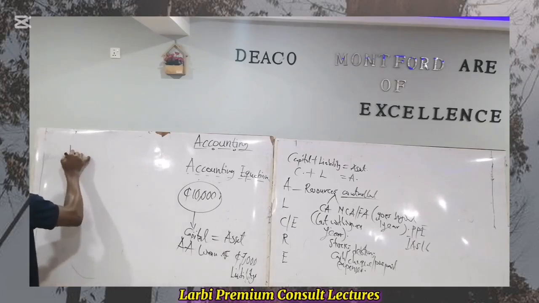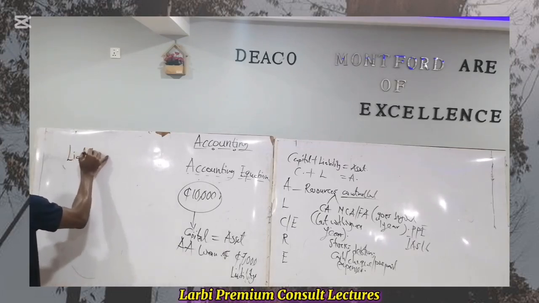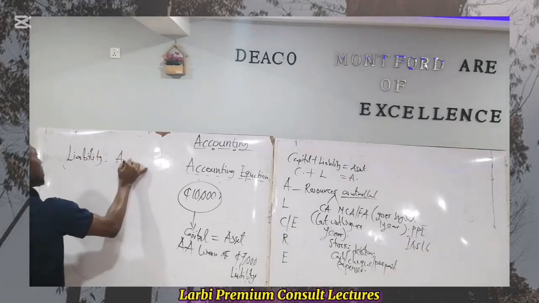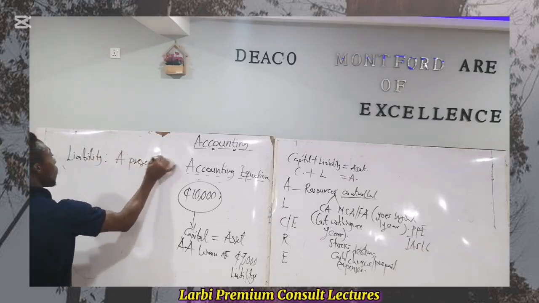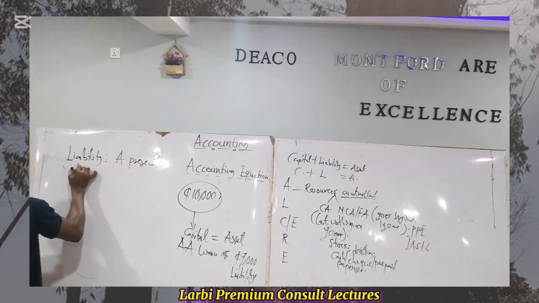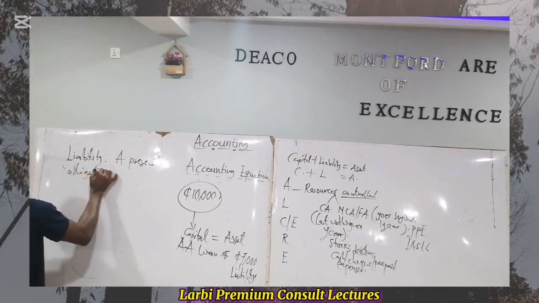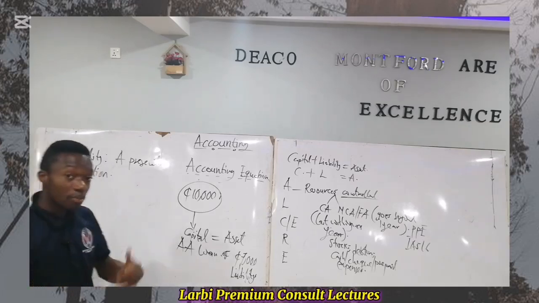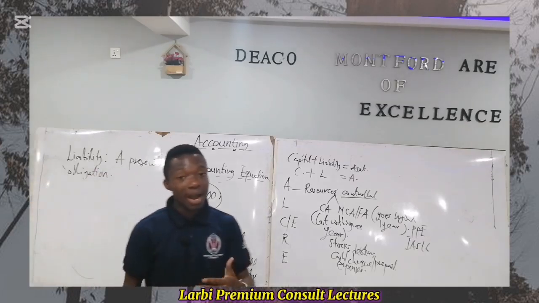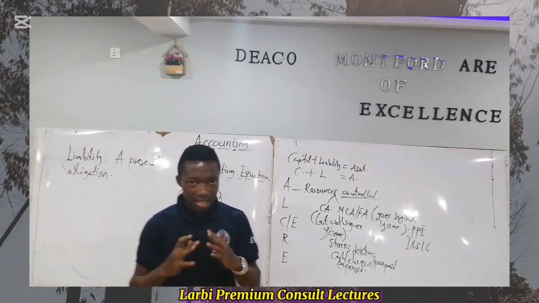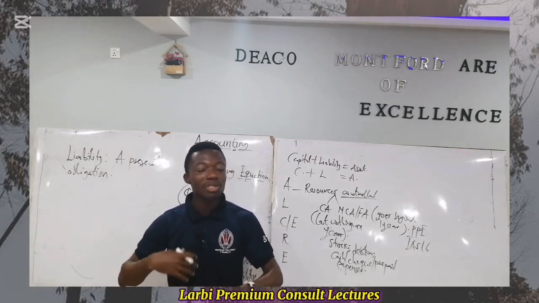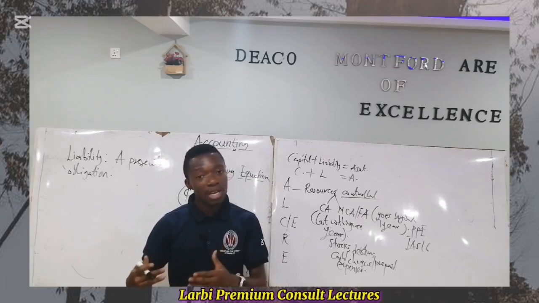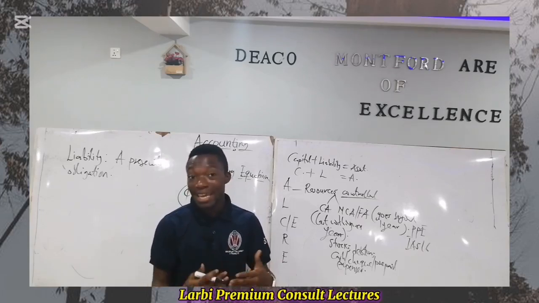Liability. A present obligation. A present what? Obligation. One aspect is that it's a present obligation arising from the past, the settlement of which is going to result in an outflow of future economic benefit embodying the entity.